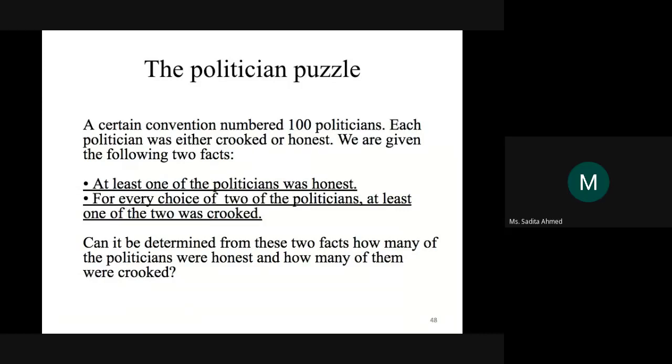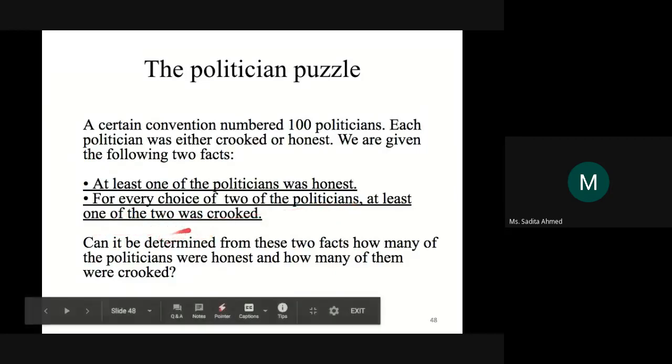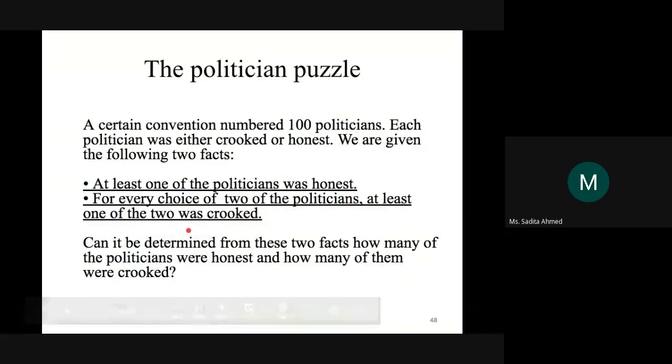No, we can't say that really, because you see, at least one of the two was crooked, right? But it doesn't say that both cannot be crooked, right? If you fix one to be crooked, the other one can also be crooked. You cannot necessarily say that if one is crooked, the other one must be honest. You cannot say that. If you fix one to be honest, you can say that the other one must be crooked. In this pair, if one of the politicians is honest, the other one must be crooked, because at least one has to be crooked.